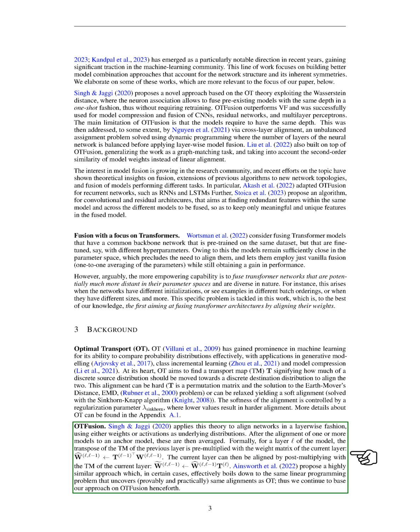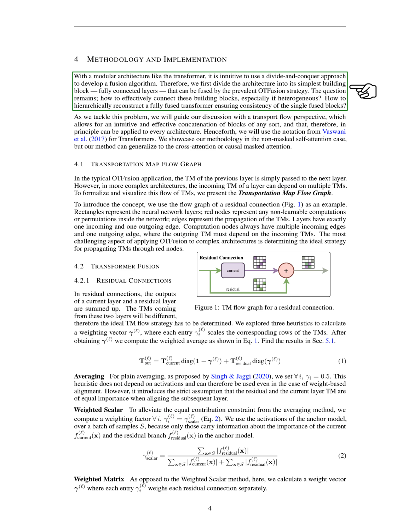We apply this theory to align networks layer by layer, using either weights or activations as the underlying distributions. After aligning one or more models to an anchor model, we then average them. For a given layer of the model, we multiply the transpose of the TM of the previous layer with the weight matrix of the current layer. We then align the current layer by multiplying it with the TM of the current layer.